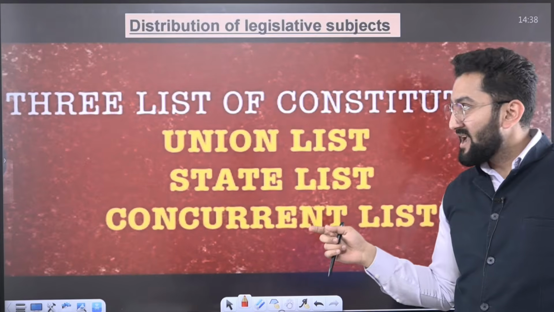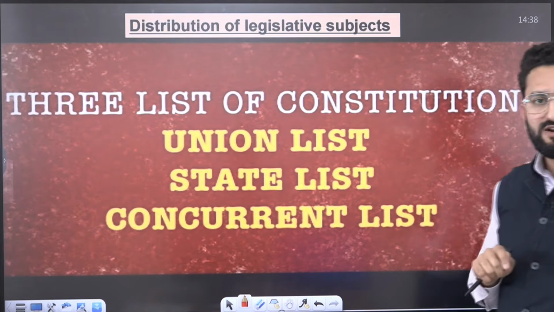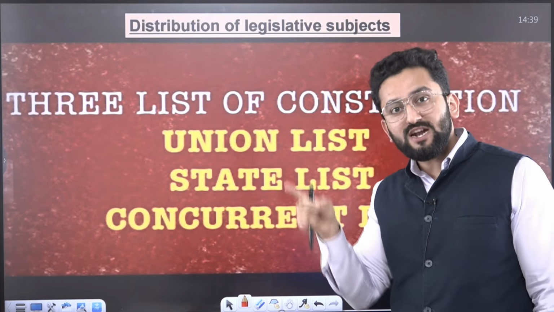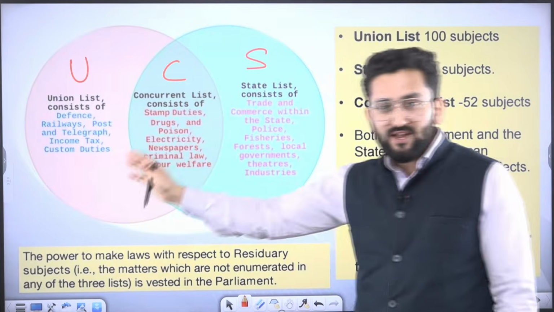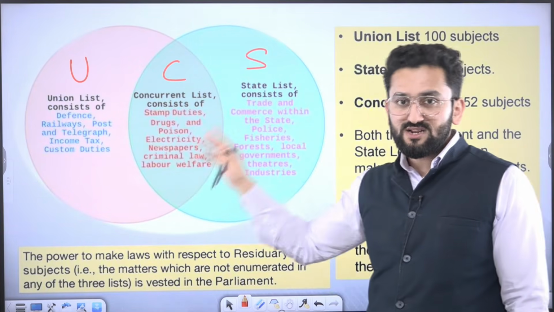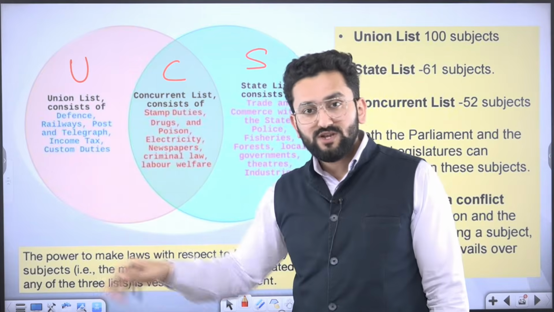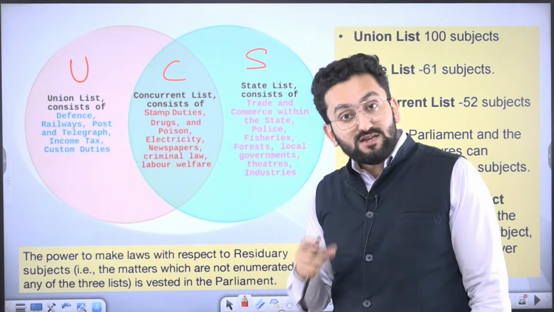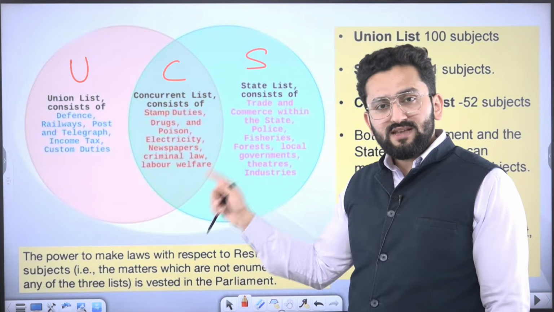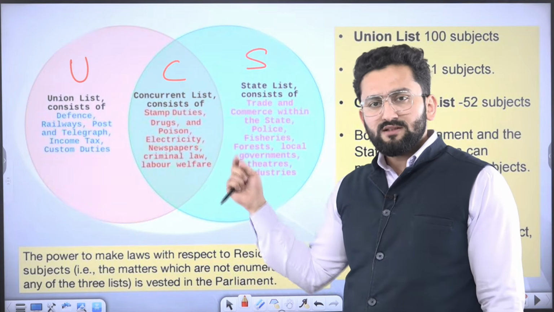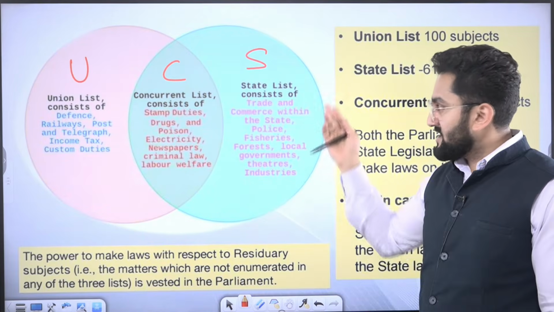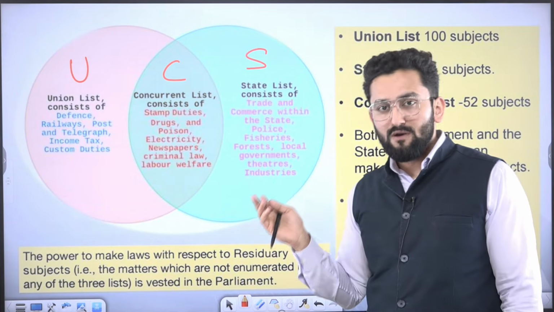Okay? Now, distribution of legislative subjects. First was territory, second was subject, so now we are at subject. There are 3 lists in Schedule 7: Union list, Concurrent list, State list. The Union list is the largest, having 100 matters. Concurrent list means in these areas, state and center, meaning union and state, both can make law, right? And the State list is where a state legislature has power.